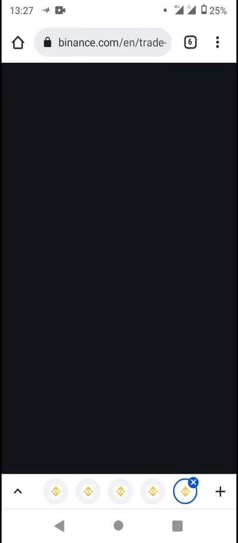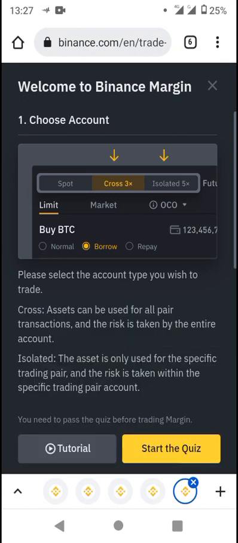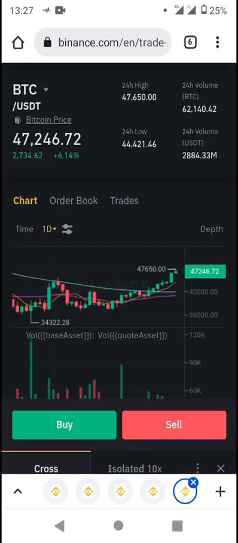Next on the list, we are going to look at Binance margin trading. As a new user, you would need to start a quiz or watch a tutorial video to get access to Binance margin trading. Once you successfully complete the quiz, you can now start trading.